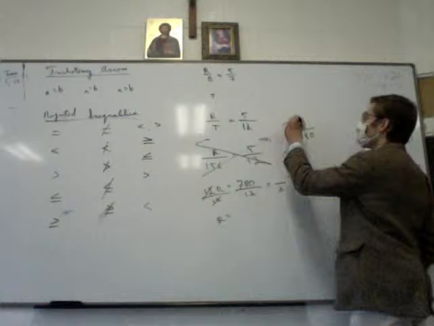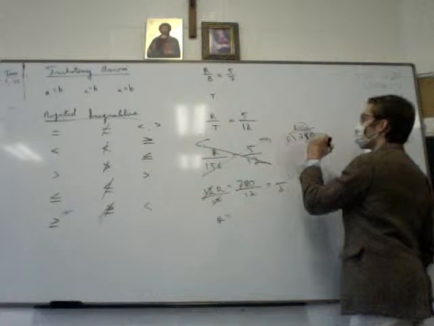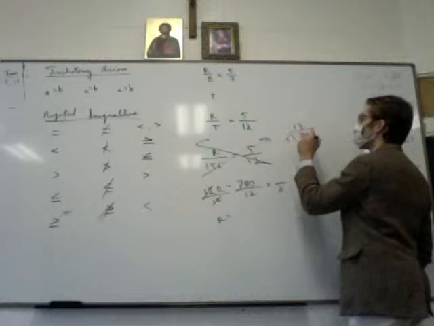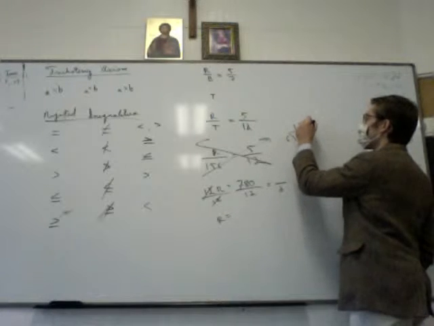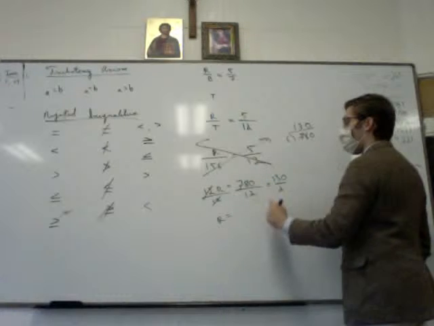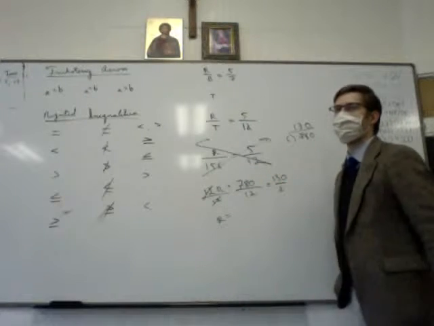How many times does 6 go into 7? 1. How many left over? 1. Okay, 6 goes into 18 3 times. How many left over? 0. So 6 goes into 0 0 times. 130. Now this is much easier. What's 130 divided by 2?